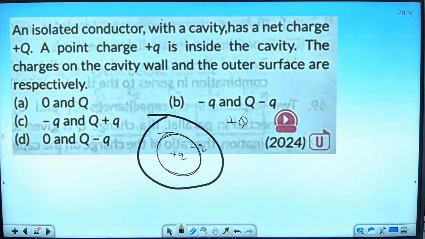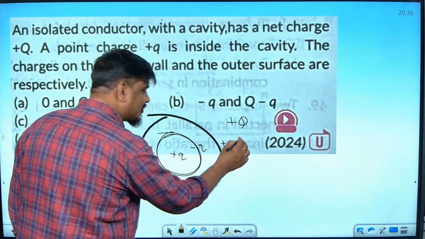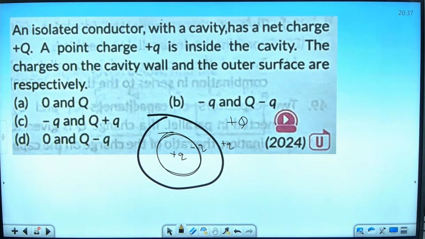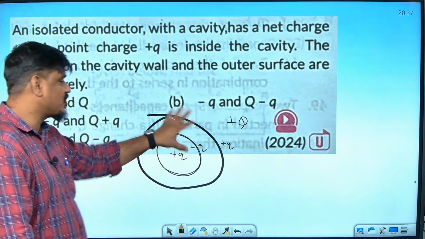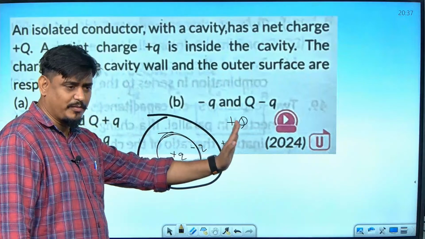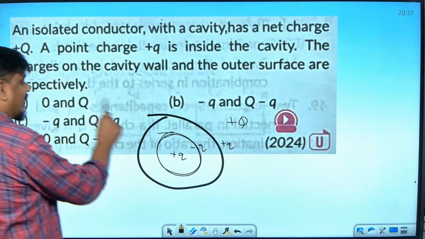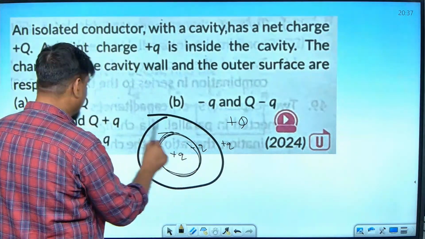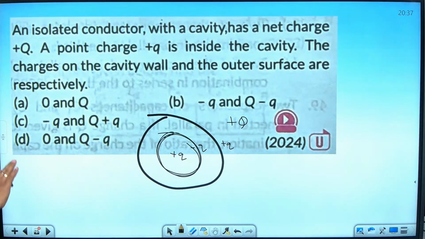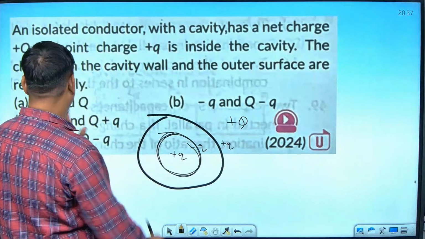Do you agree? And a plus Q charge here by induction. That is, all the negative charge will be coming towards it, positive will go away from it. Right? Now, what are they asking? First is, what is the charge on the cavity wall? This is only the cavity wall. What is the charge? Minus Q. So, answer can be either B or C. A and D are eliminated. Okay. So, on the cavity wall we got minus Q.